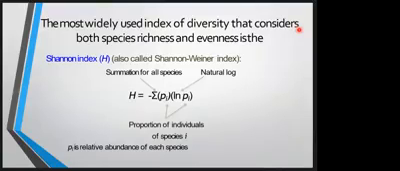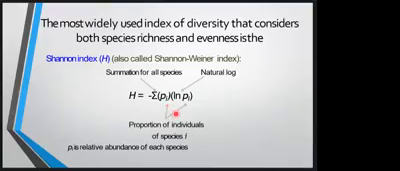So the most widely used index of diversity that considers both species richness and evenness is the Shannon Index or Shannon-Weiner Index. So here is the formula for the Shannon-Weiner Index.